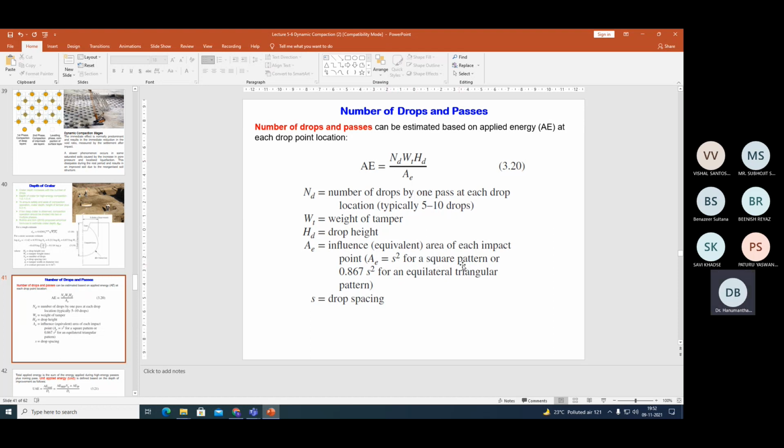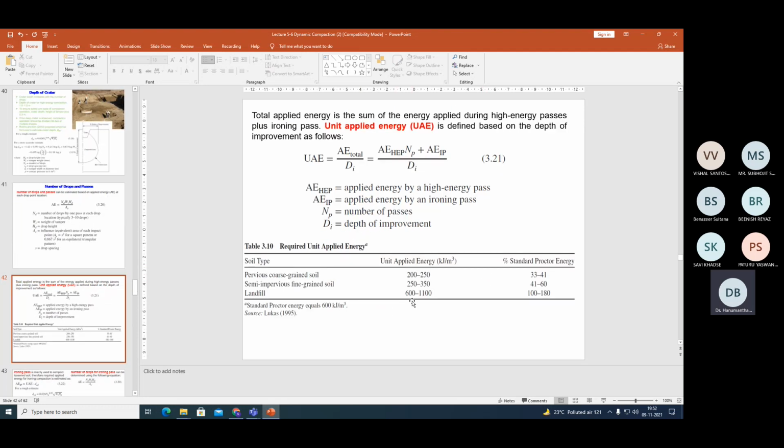A is equal to S square for square pattern, 0.867 S square for equilateral triangular pattern, where S is the drop spacing. But one important thing is that when I talk about the applied energy, this applied energy shall be related to the depth of the influence. Therefore, they have redefined another term called unit applied energy, UAE, which is nothing but the applied energy divided by the depth of the influence.